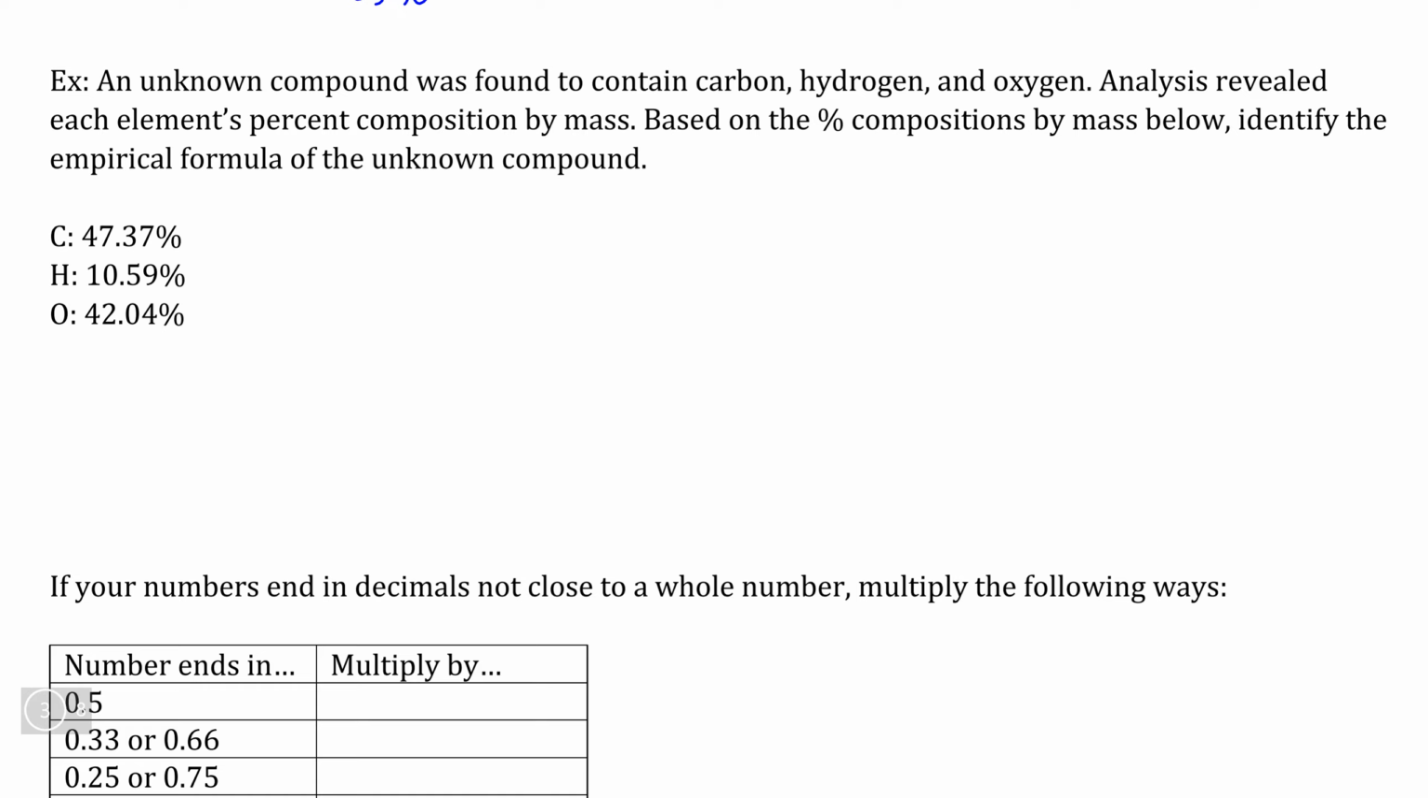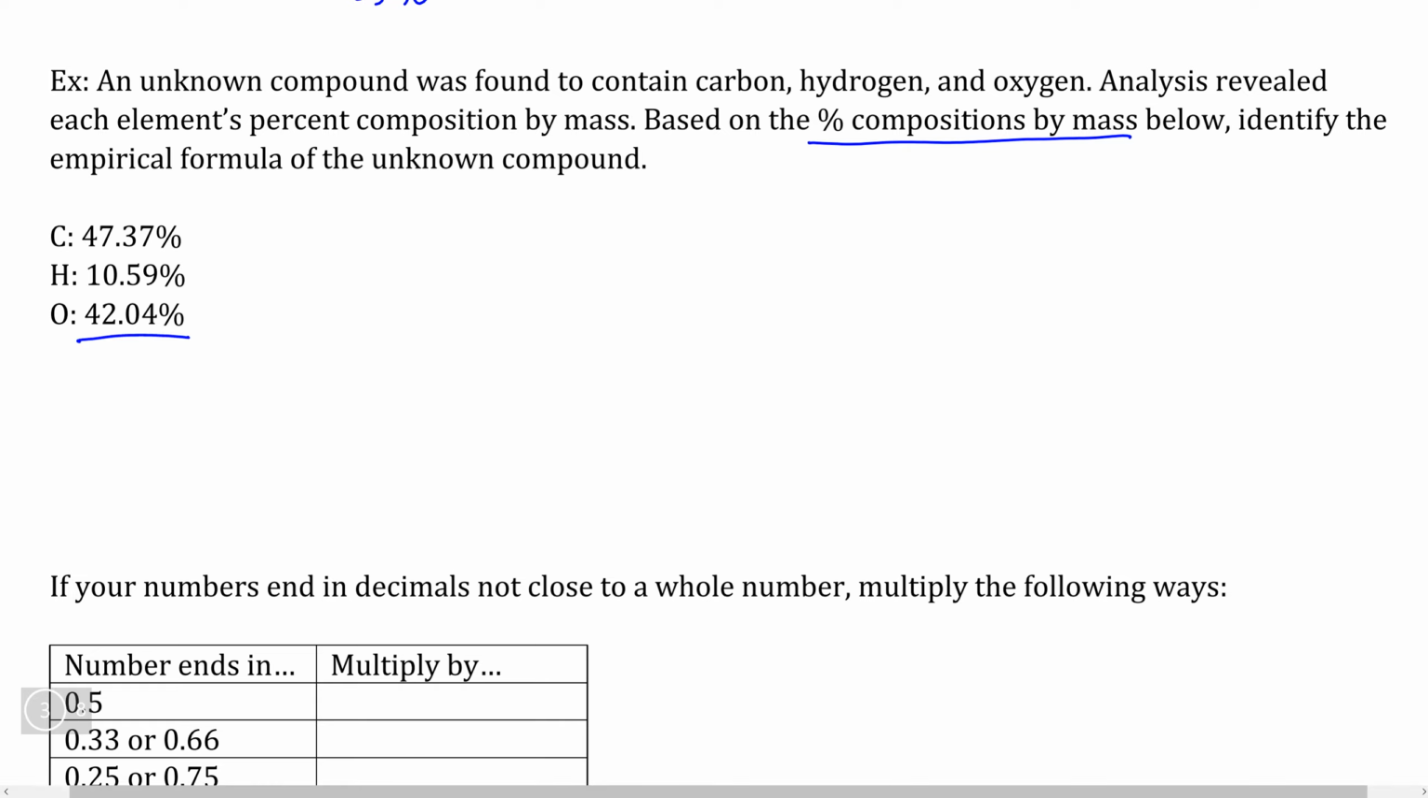However, in certain situations like this, you may not necessarily be given a mass number and instead can simply be given the percent compositions by mass. So how do we determine the empirical formula if you're not actually given mass numbers? The simple answer, you cheat.